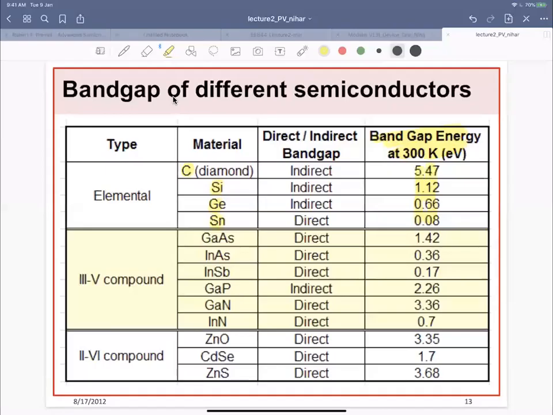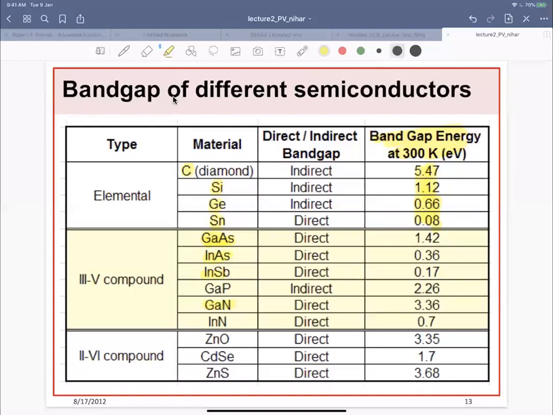So we have different semiconductors. III-V semiconductors like gallium arsenide, indium arsenide, and indium antimonide are all zinc blende structures. Gallium nitride is a wurtzite structure, a wurtzite crystal.